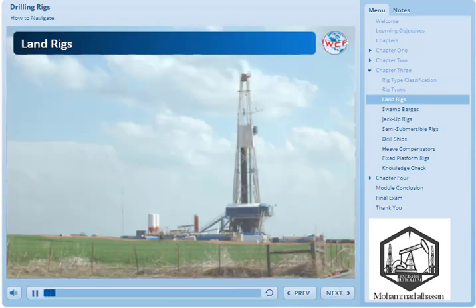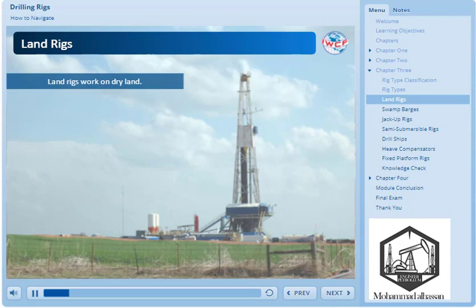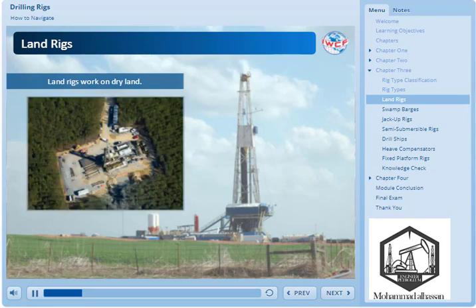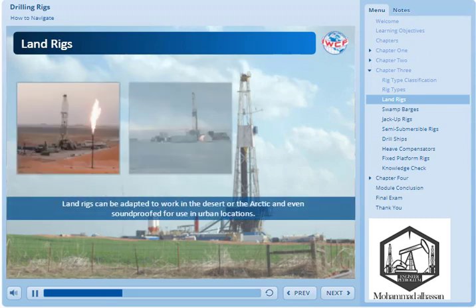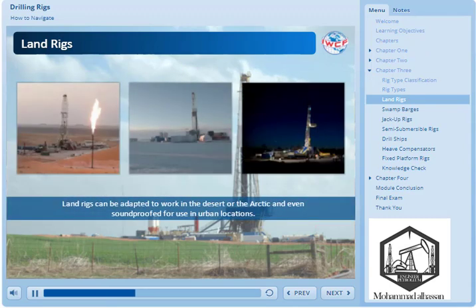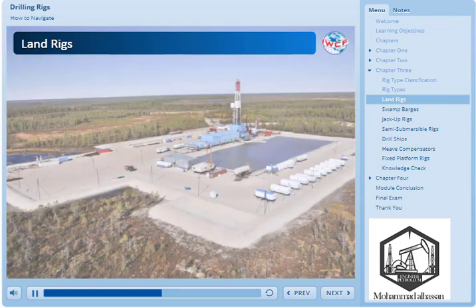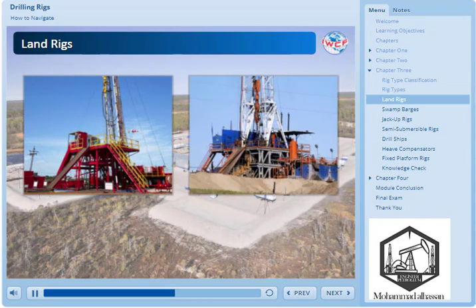As the name implies, land rigs work on dry land. A site is cleared and the rig and equipment moved in. Land rigs can be adapted to work in the desert or the Arctic, and even soundproofed for use in urban locations. Land rigs range from light duty to heavy duty.